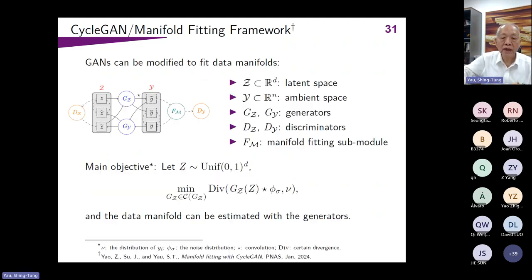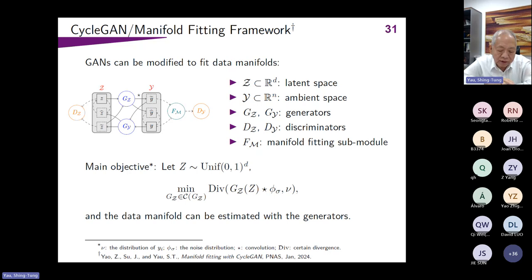This is a description of what we did. Data manifolds can also be fit with neural networks, like the CycleGAN model, which is described here. There is a low-dimensional latent space Z and a high-dimensional ambient manifold Y. The observation in space Y is the same as in the previous slides. The model has two generators and discriminators, trained with an adversarial framework, which means the generators try to generate fake items to fool their discriminators, while the discriminators try to distinguish the fake items from the real ones. We also add a manifold fitting submodule to refine the results in space Y.